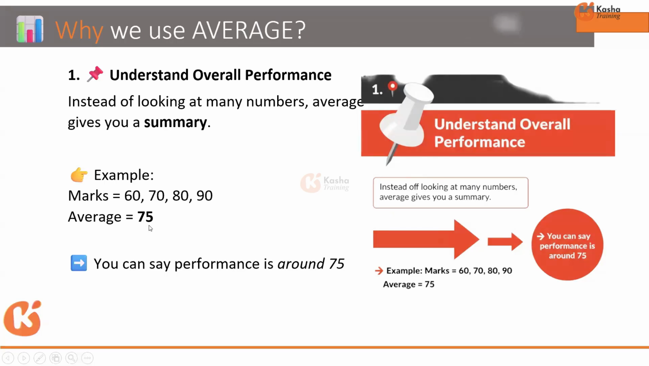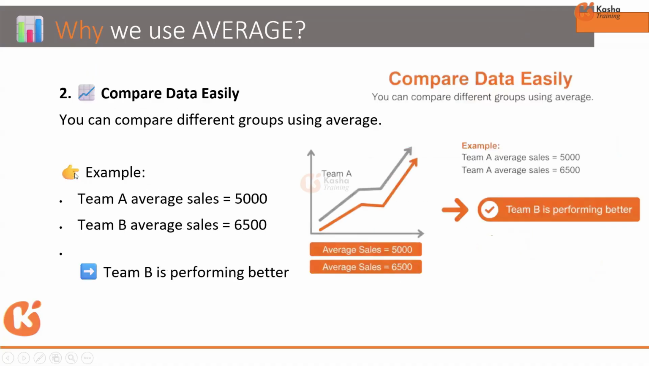Which means that people who have achieved more than 75 are good students, and people who have achieved less than 75 are below-average students. Then you also use average to compare data. For example, team A's average sale is 5,000 and team B's average sale is 6,500. So in this case, we know that team B has better performance. So we also use average for comparing data.